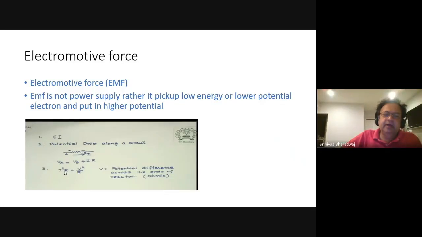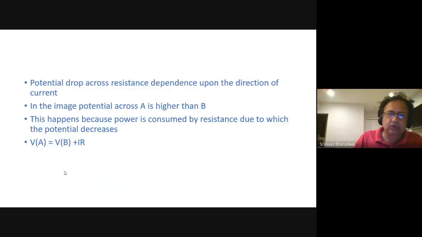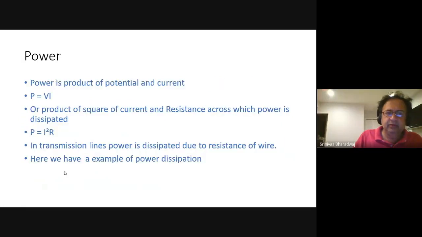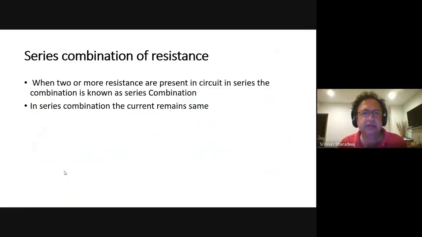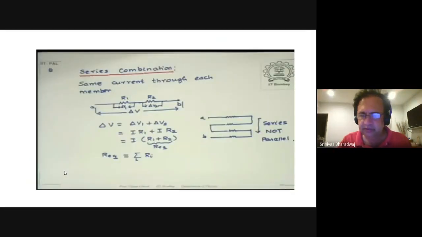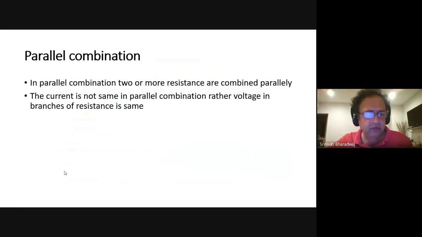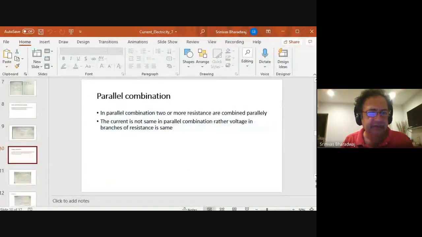V times I, and V is equal to IR, Ohm's law. Therefore power is the product of potential and current. P equals VI, or I square times resistance. In transmission lines, power is dissipated due to the resistance of a wire. When we looked at various questions and combinations, the more lines you go, the more power is dissipated. Having shown that, I'm going to now come to the material around today's lecture.